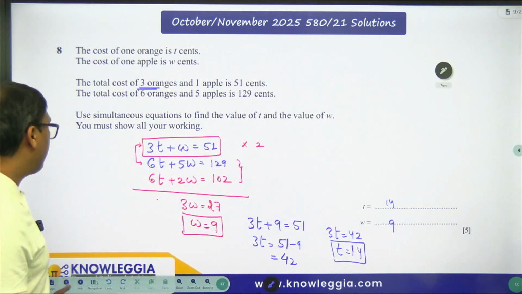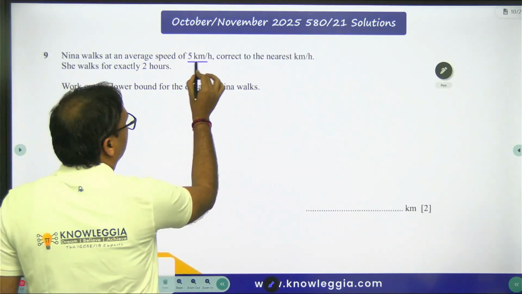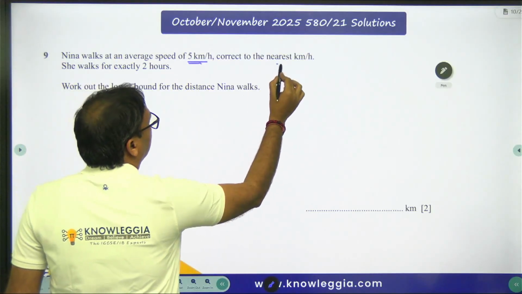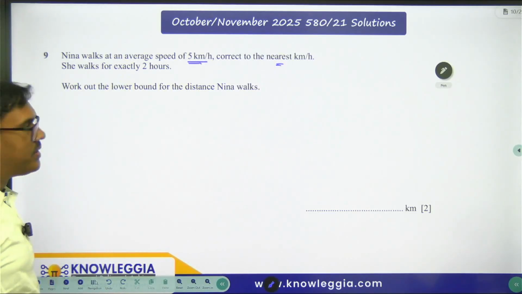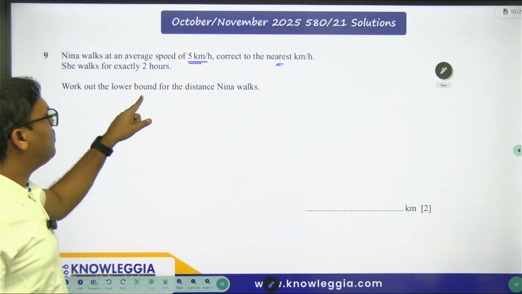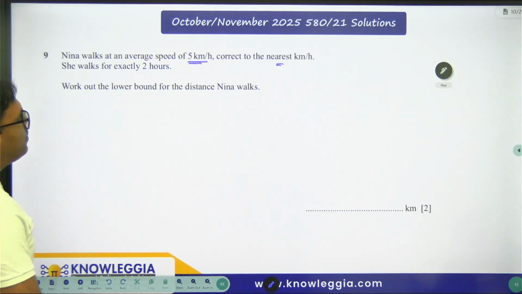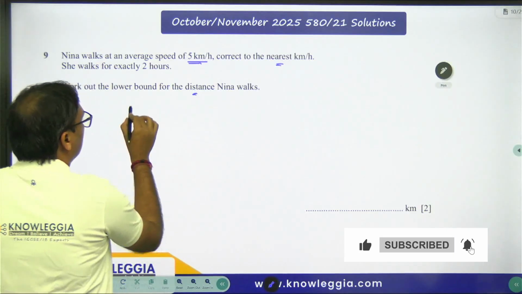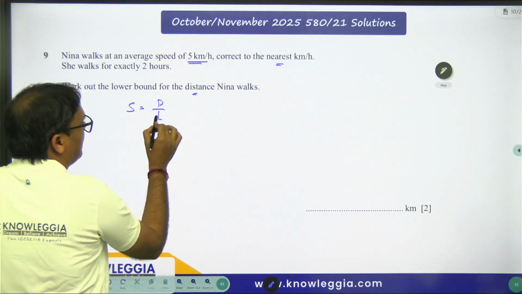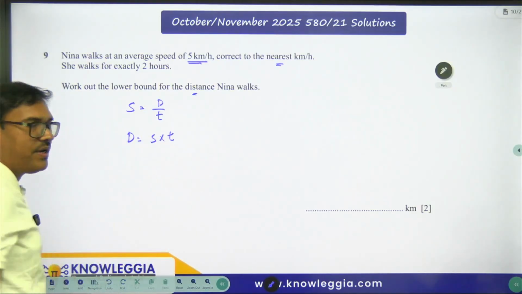Okay. Now the next question. Nina walks at an average speed of 5 kilometers per hour, correct to the nearest kilometer per hour. She walks for exactly 2 hours. Work out the lower bound for the distance. So we have to find the lower bound of the distance. What is speed? Speed is distance upon time. So distance is equal to speed into time.